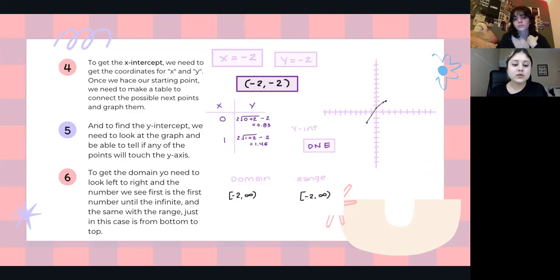To get the domain, you need to look left to right. The first number you see is the first number until the infinite. For example, looking left to right, the first number we can see is -2 in the graph. So the domain will be -2 to positive infinite. And to get the range is the same, just in this case, we need to look from bottom to top, and we can see -2 to positive infinite.